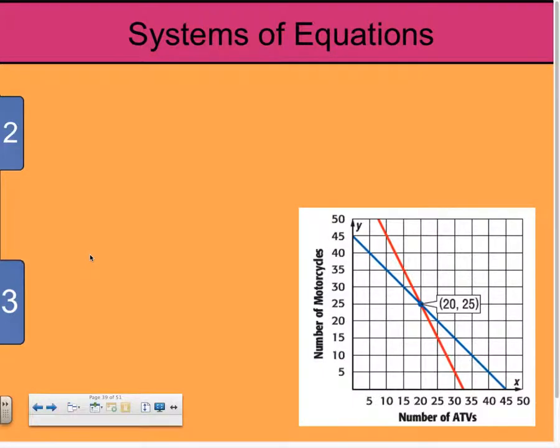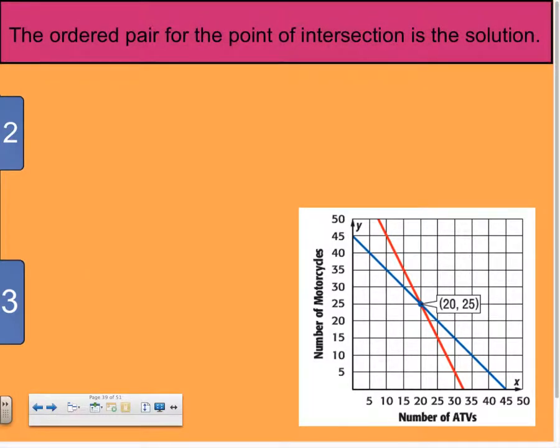We have discovered what a system of equations is. It is two or more lines that have the same variables, x and y. And we have discovered what the solution to a system of equations is. It is the point. The ordered pair for the point of the intersection is the solution. So where those two lines cross, that's our solution.